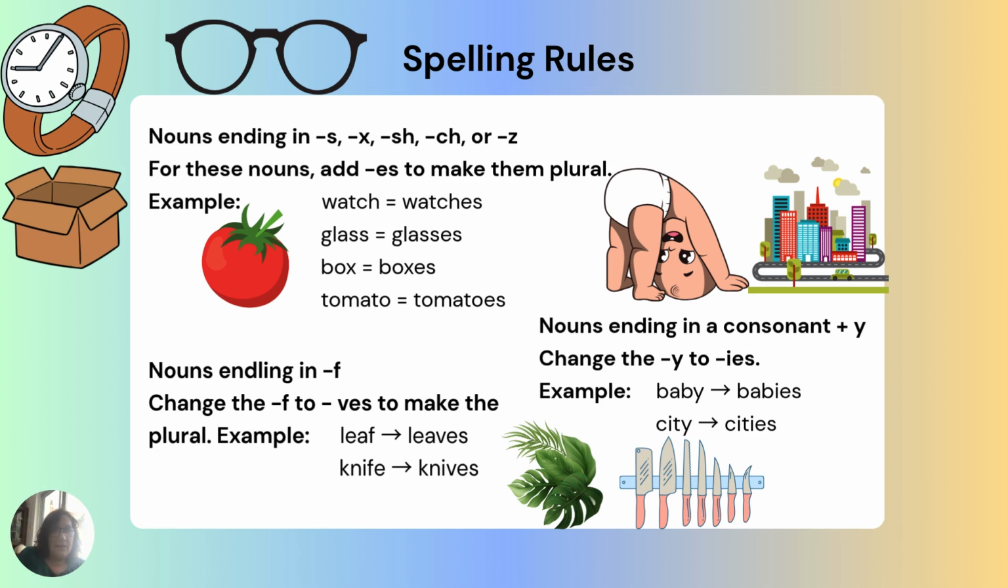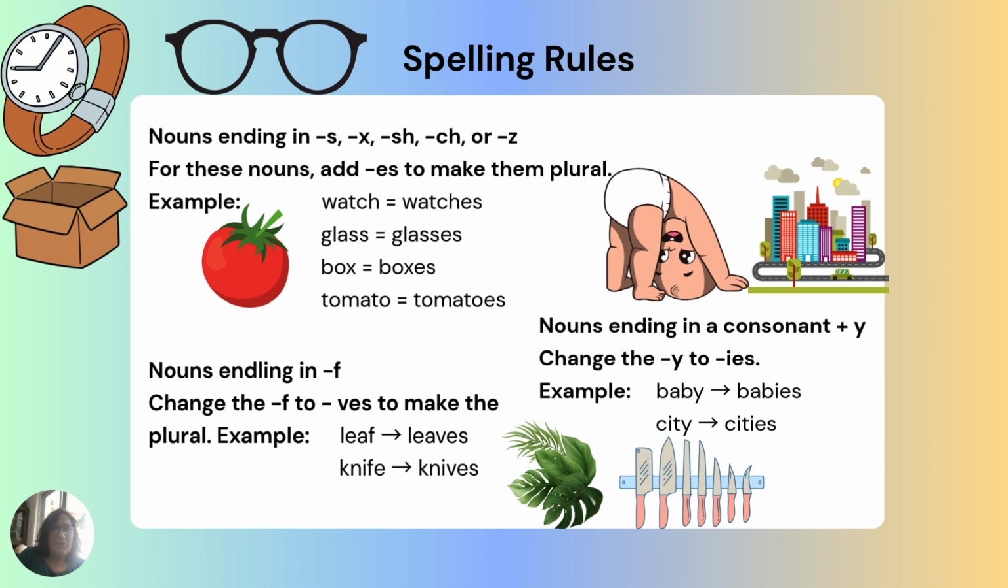Words or nouns that end in S, X, SH, CH, or Z, we add ES to make it more than one. But listen to the way I say it, and that will tell you how to do it. For example, watch, watches. Can you hear? You can hear the E. Watch, watches. Glass, glasses. Box, boxes. Tomato, tomatoes.